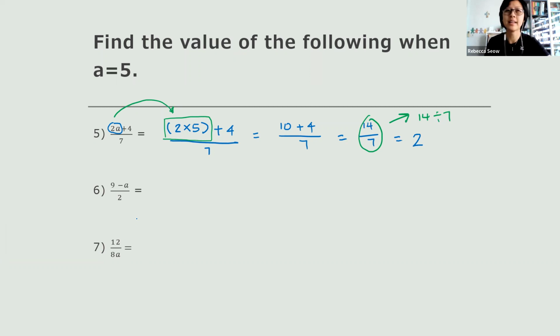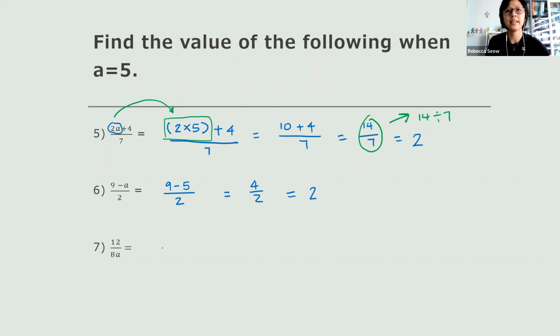Now, next question, 9 minus A out of 2. So now we know very well A is 5. In the context of this question, let's replace A by 5. So first, let's work on the numerator. We can simplify it. So when we take 9 minus 5, that's 4. 4 out of 2 stands for 4 divided by 2. So 4 divided by 2 gives you 2.